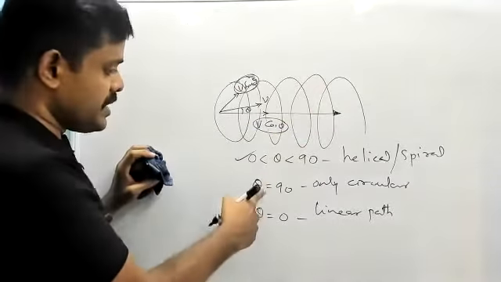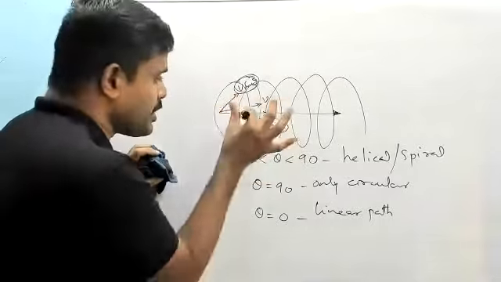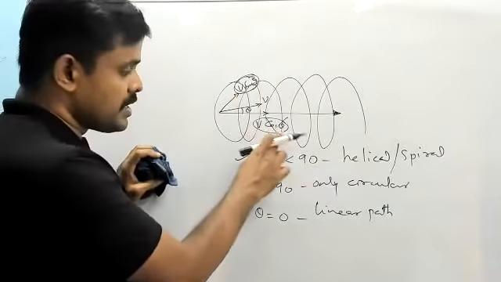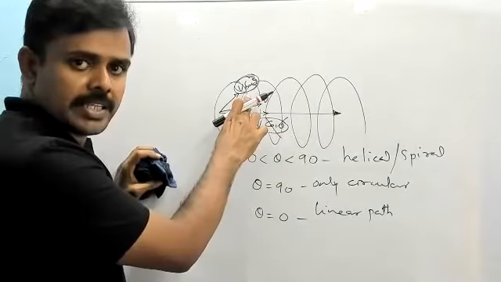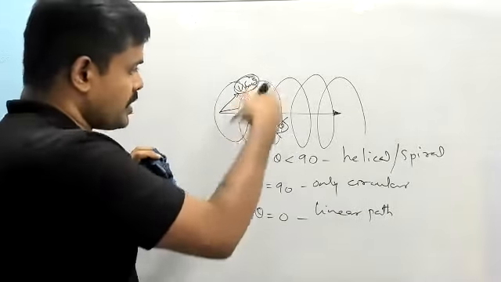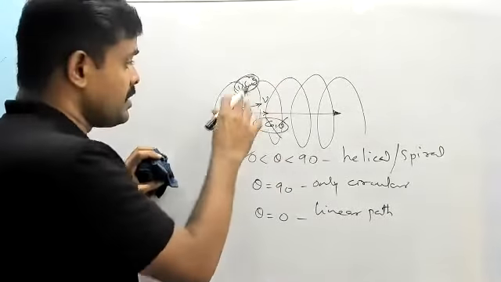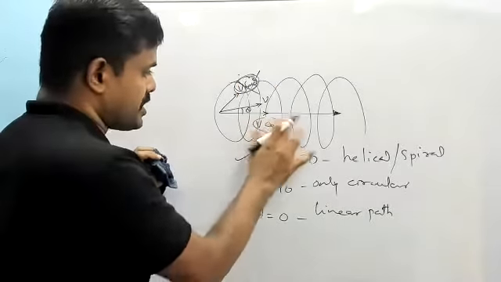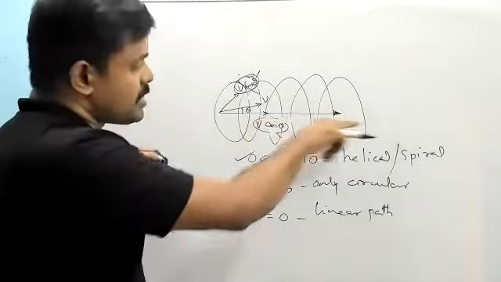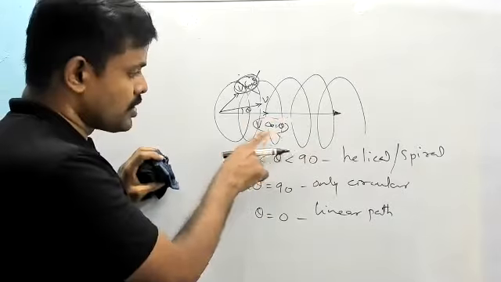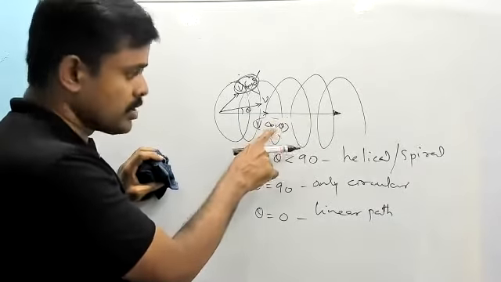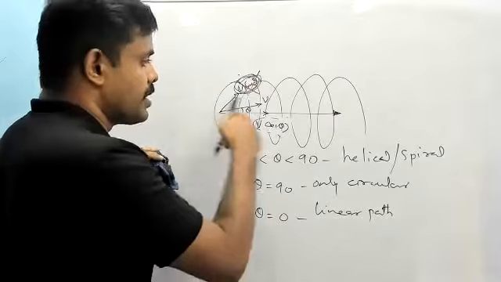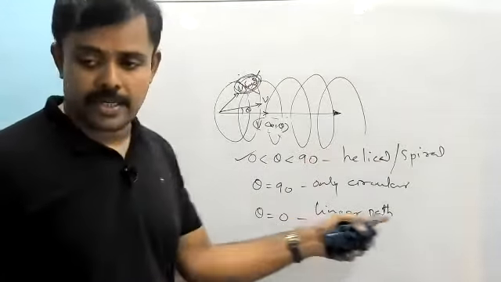When theta is 90, the particle enters perpendicular to the field. This component won't be there, V cos 90 is 0. This component alone will be there, V sin 90. That makes it only circular motion. On the other hand, if this component is not there and this component alone is there, the particle enters parallelly. Theta 0, V cos 0 is 1, so it is V. The particle has 0 component here. The particle goes to the right, only in a straight line path.